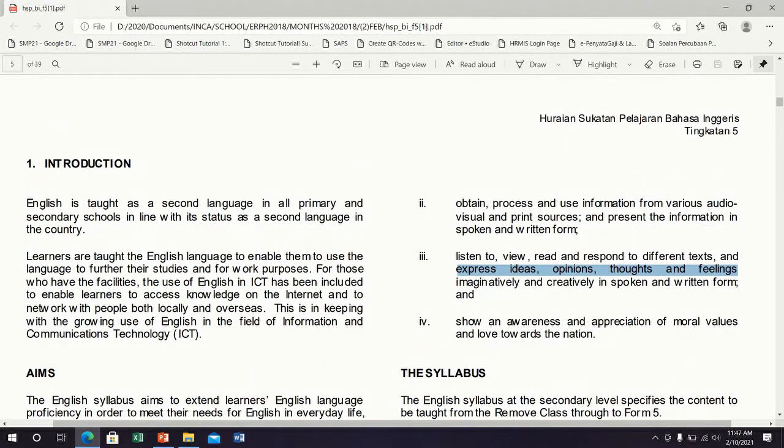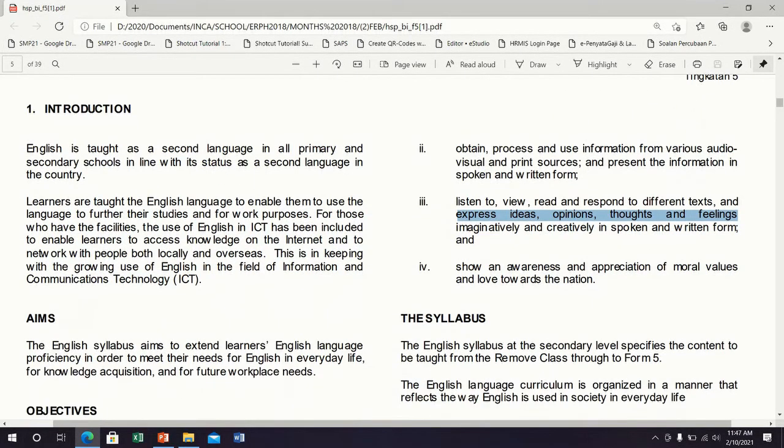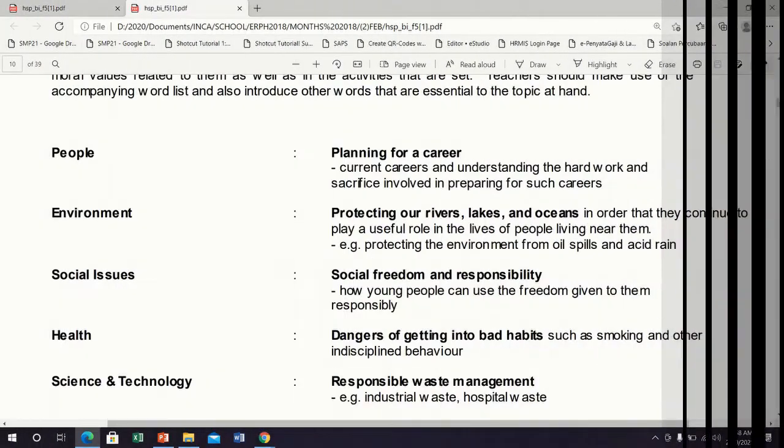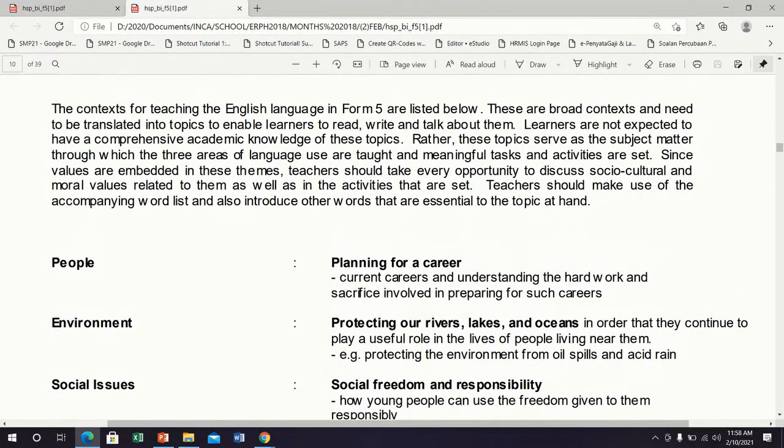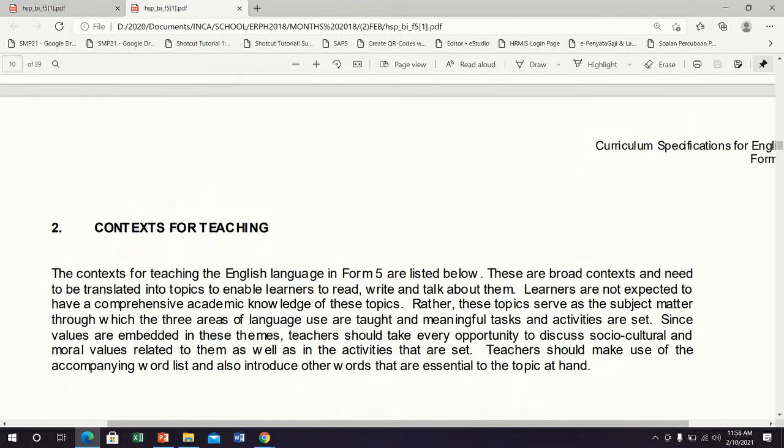Alright, so let's use this information right here and then try to come up with a worksheet for the students to do some last preparation for the exam. Okay. Alright, so now let's look at the themes in this HSP.